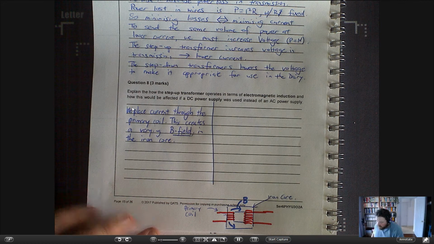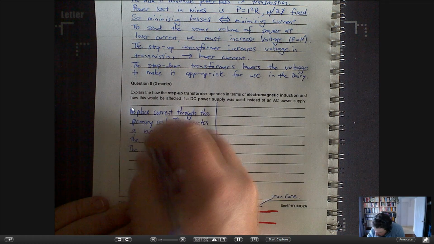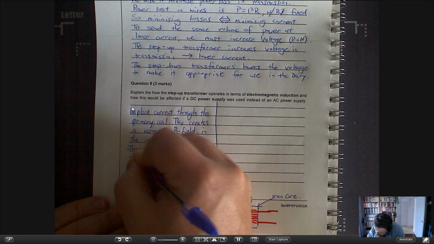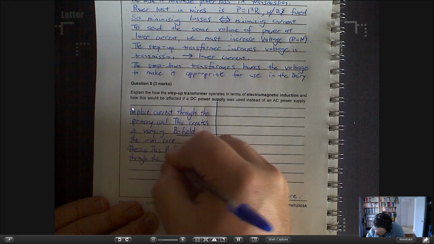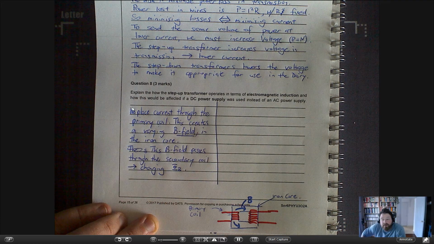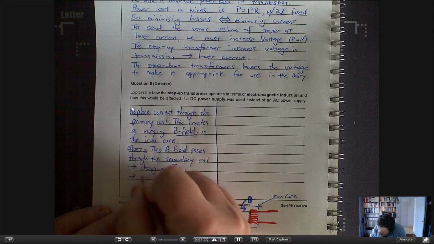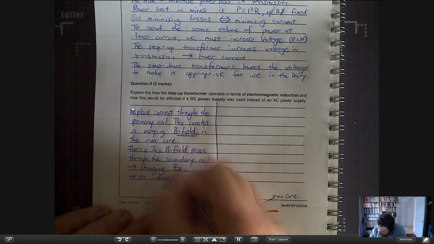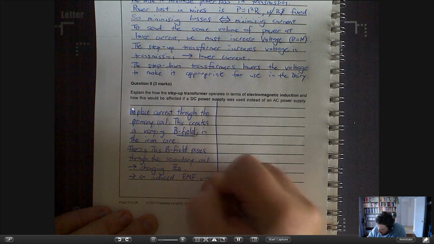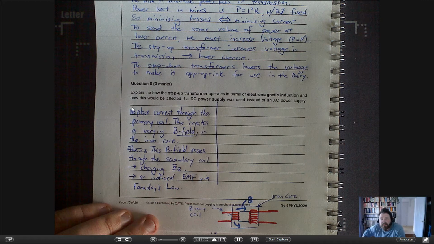Core. Okay. This magnetic field passes through the secondary coil, which gives us a changing magnetic flux. You can almost skip 90% of the possible words here and just use a few symbols, but this leads to an induced EMF. And it's not a bad idea to name check the law of physics here via Faraday's law. If you want to, you could write the equation there. Couldn't do any harm. So, an induced EMF via Faraday's law.